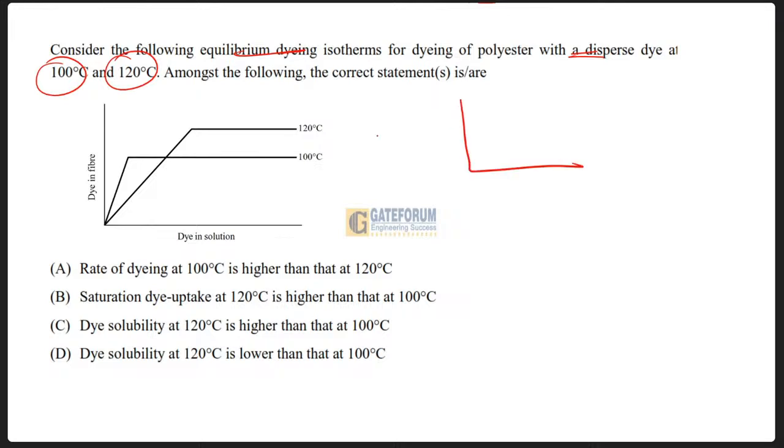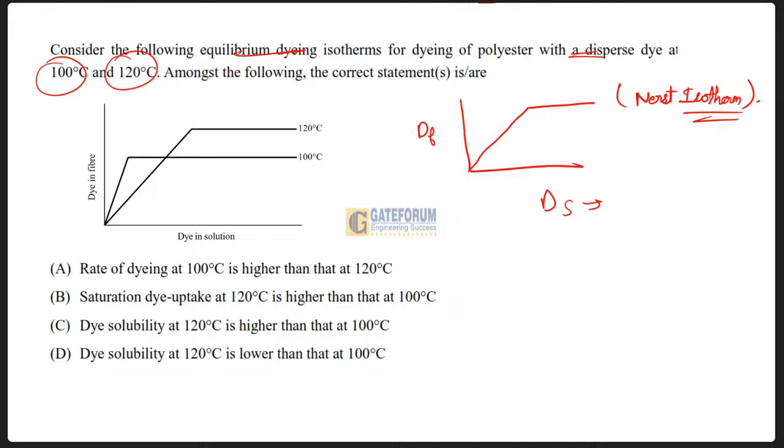The Nernst isotherm relates DF and DS, dye in fiber and dye in solution. This is a straight line curve. This isotherm is formed between polyester and disperse dye. These questions are also asked on this aspect. And also one more isotherm is the Langmuir isotherm, which you should also remember. In the Langmuir isotherm, the amount of dye adsorbed increases with the increase in dye concentration up to a certain point, and it is generally used for nylon and acid dyes.